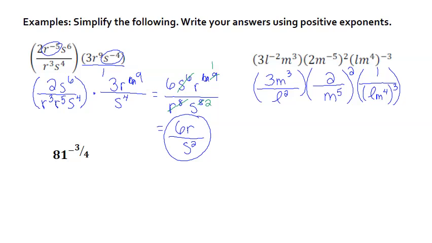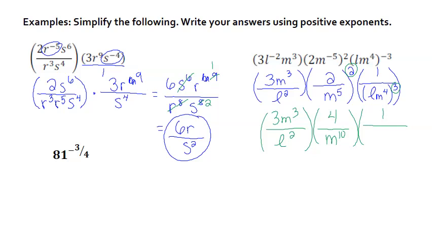So I first need to deal with these powers that are on the outside before I can combine any of my fractions together. So I'm going to leave 3m cubed over l squared alone. If I square the whole second term, I have 2 squared, which is 4. M to the 5th squared is m to the 10th. I have nothing applying to my 1 in the numerator of the last term, and if I distribute that 3 power, I have l cubed m to the 12th.